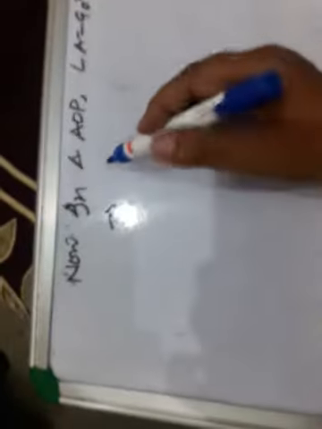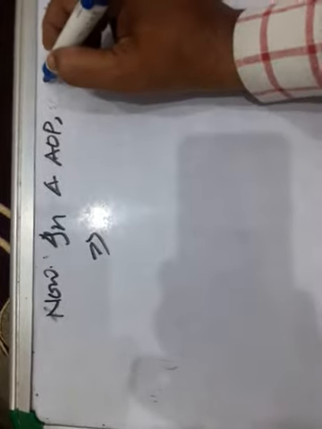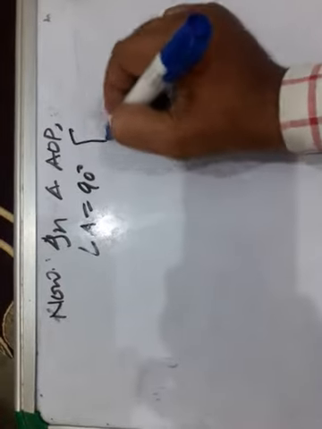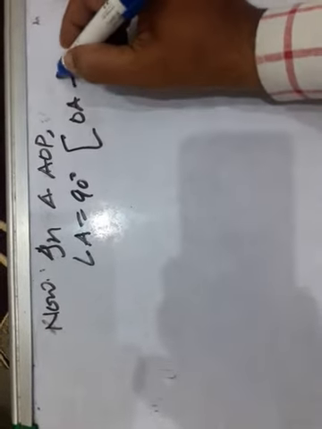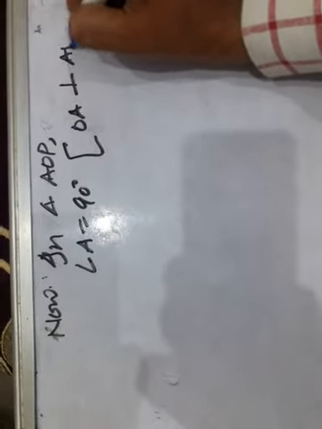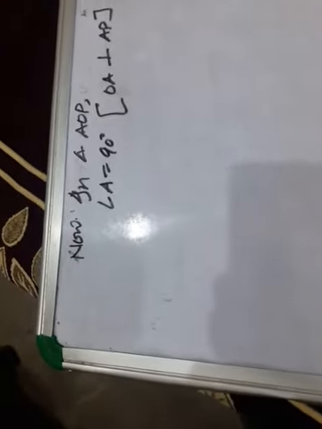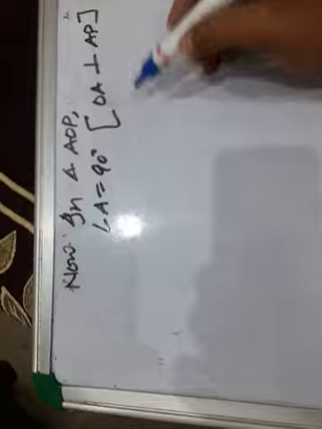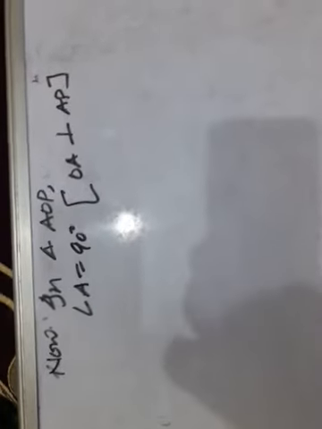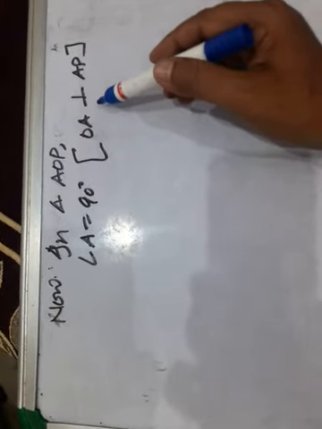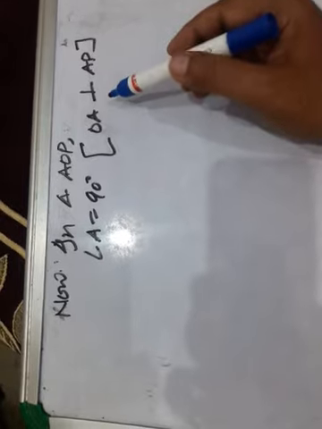Why is angle A equal to 90 degrees? Because OA is perpendicular to AP, right? What is theorem 10.1? Tangent at any point of a circle is perpendicular to the radius through the point of contact. So both the theorems are being used here. That is theorem 10.1: tangent at any point of a circle is perpendicular to the radius through the point of contact.